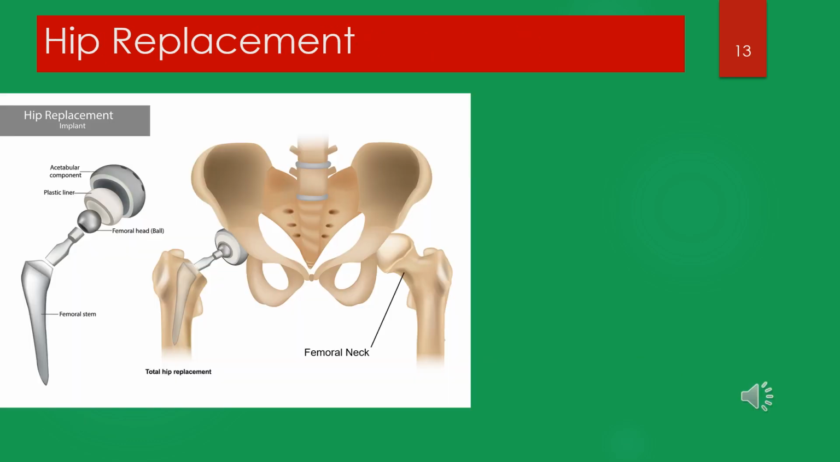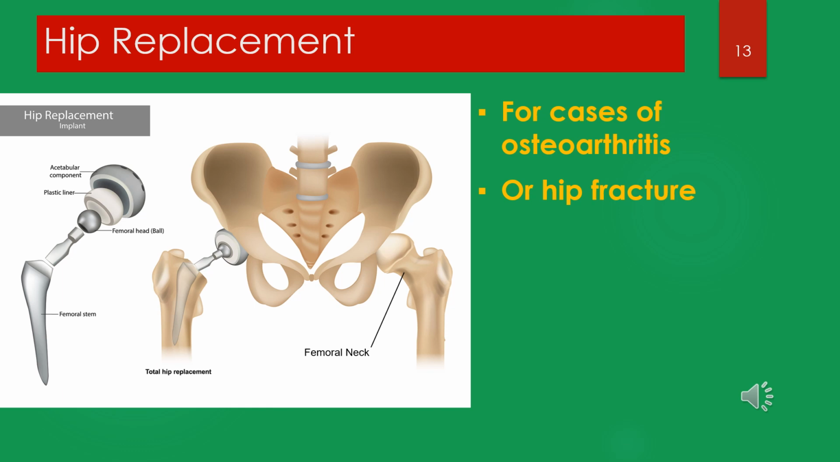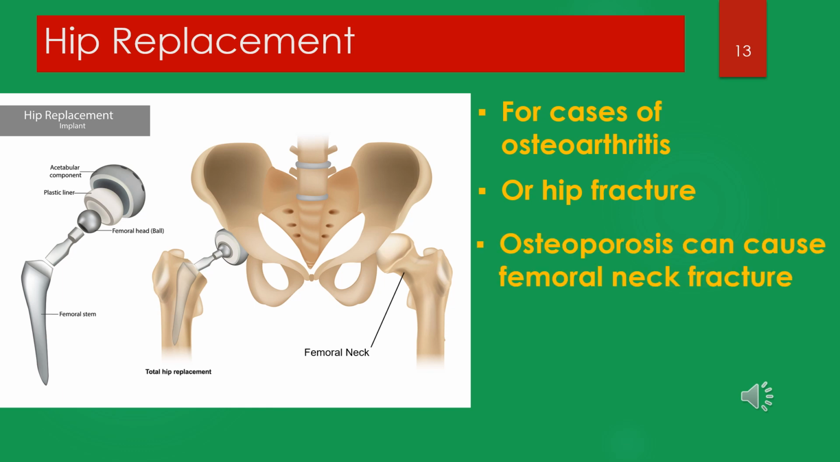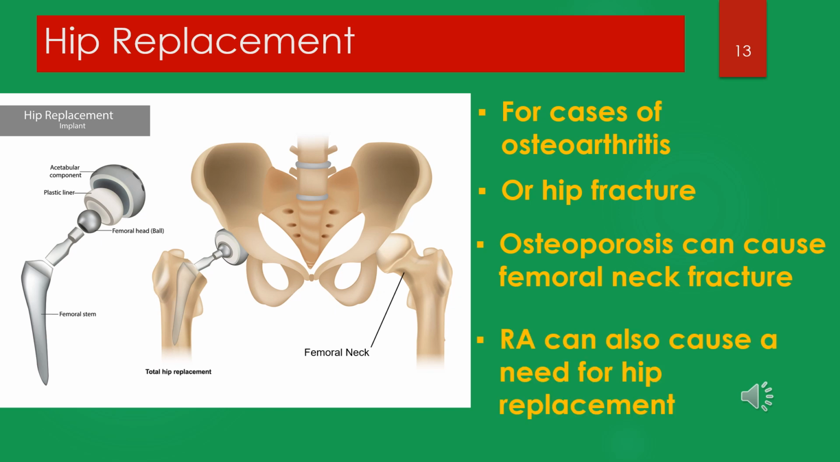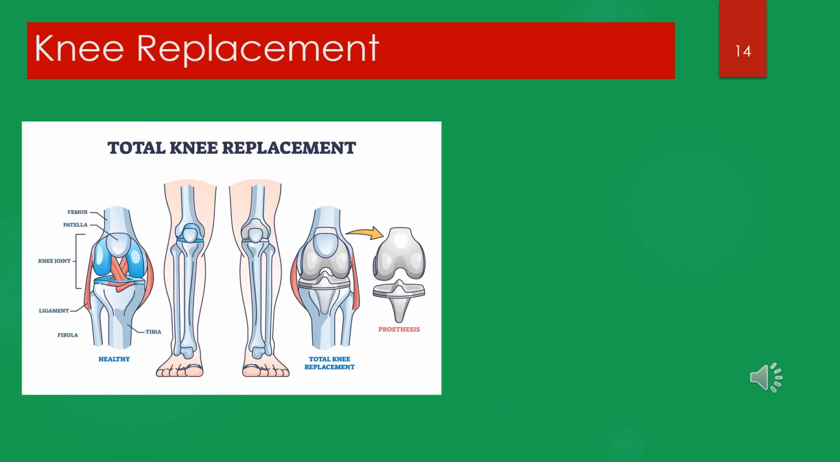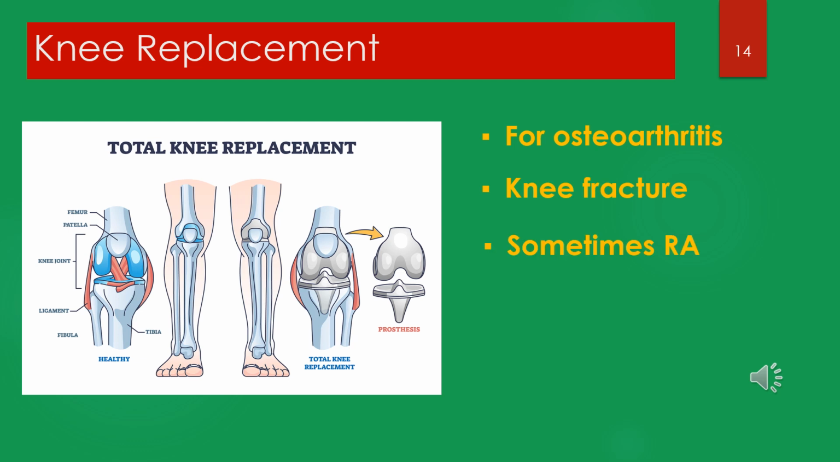The most common reasons for hip replacement include osteoarthritis or fracture of the hip. Osteoporosis can cause weakening of the femoral neck and fracture with normal use. Rheumatoid arthritis can also cause a need for hip replacement. The most common reasons for knee replacement include osteoarthritis or fracture in the knee joint. Though somewhat less frequent, rheumatoid arthritis can bring on a need for knee replacement.